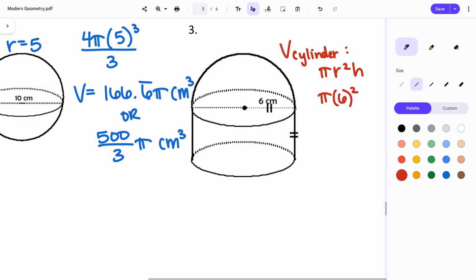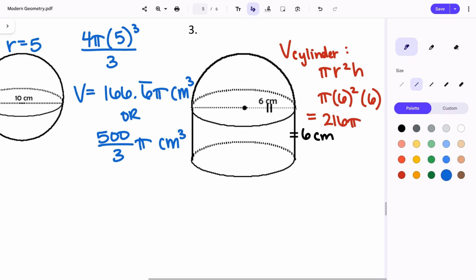What's my height? Also 6. How do you know that? Yeah, those dashes are telling you these are equal to each other. So if you wanted to, you could even just put right here, this is 6 centimeters as well. Okay, so now you should be able to do this. What does that simplify out to? Pi, right? I'm not going to worry about labeling it right now because I'm not completely finished. But that, just for the cylinder, comes out to be 216 pi.